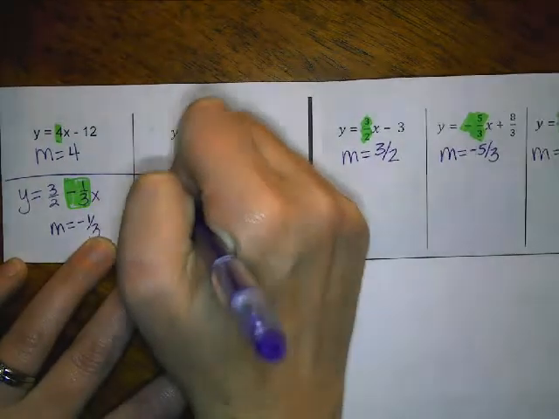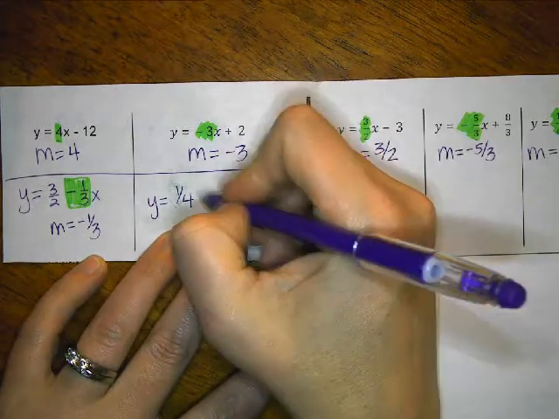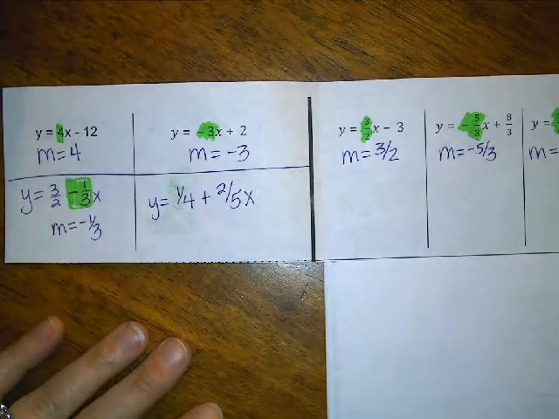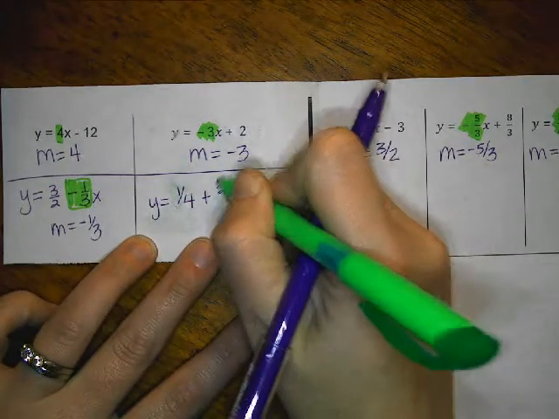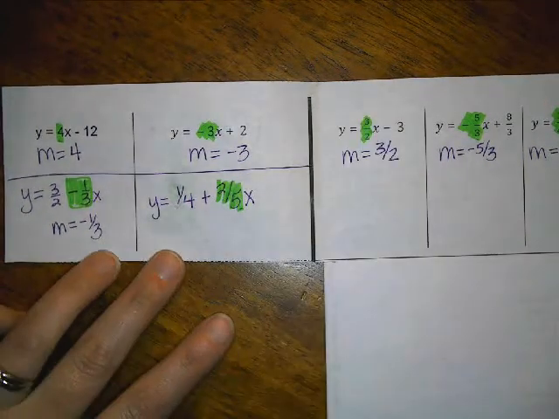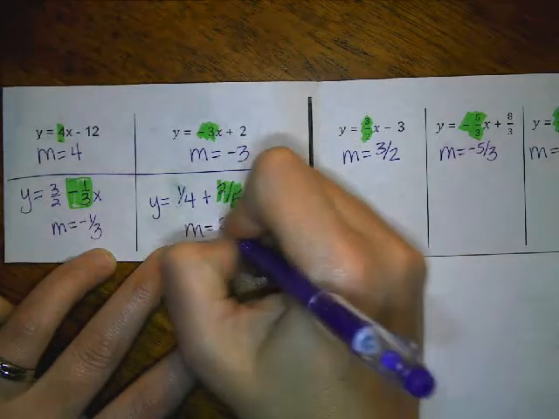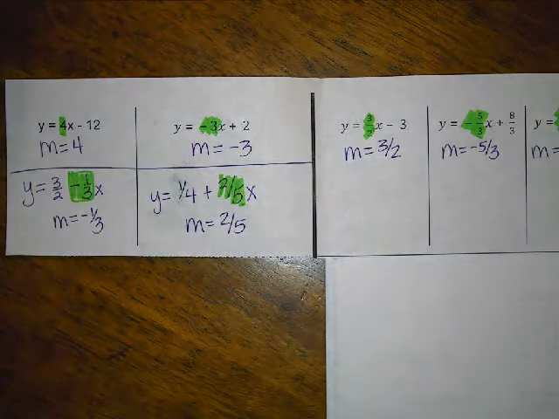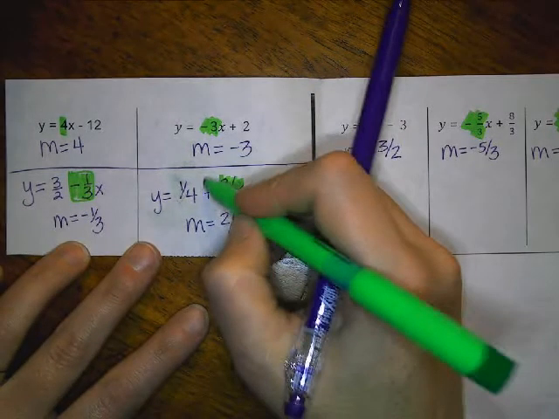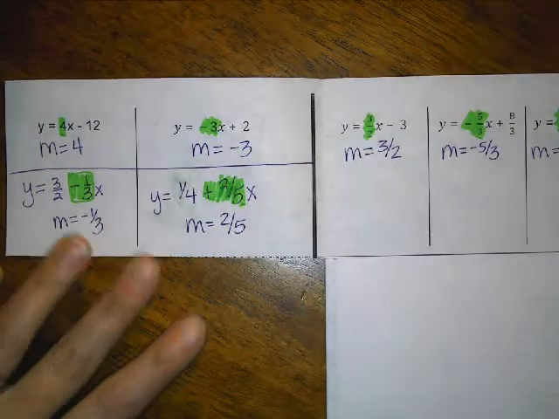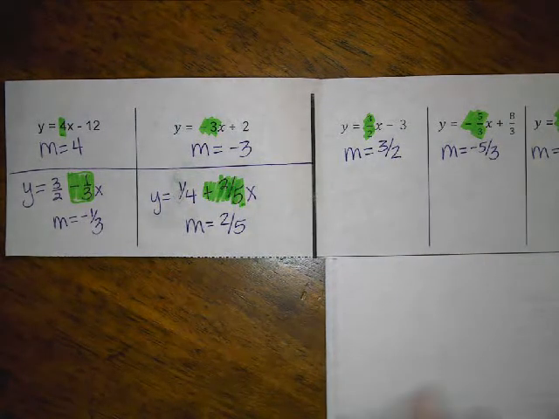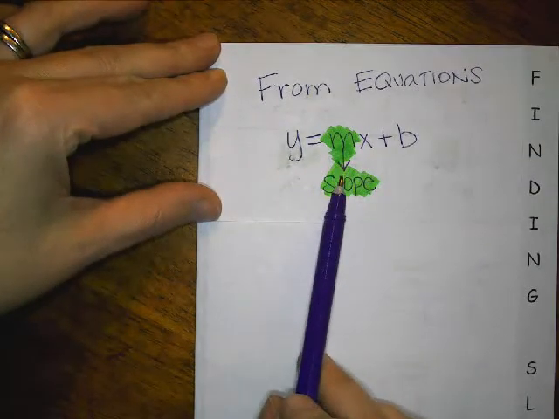So you go ahead and do this one. It's y equals 1/4 plus 2/5x. You figure out what the slope is, and the slope is m equals 2/5. So finding slope from an equation is super easy. Sorry, I didn't highlight the plus sign. I could, but normally if it's a positive, I don't usually highlight that. All right, so finding slope from an equation is super duper easy. All you do is find the number before x.